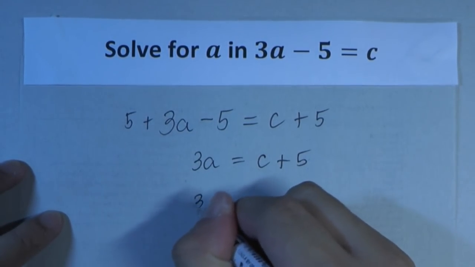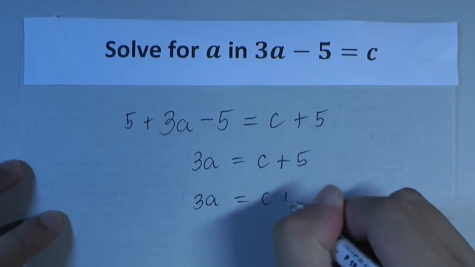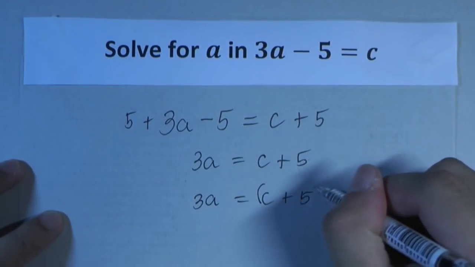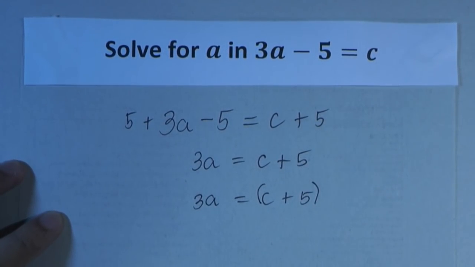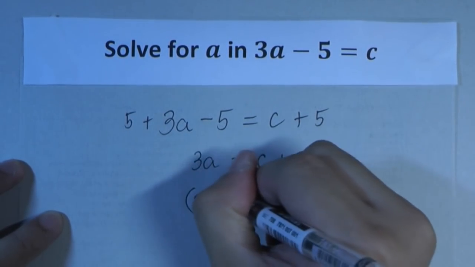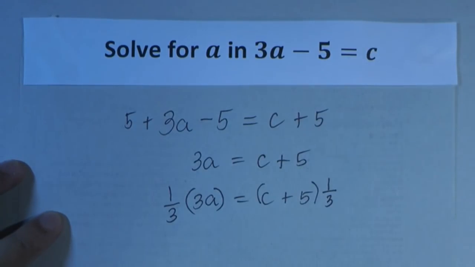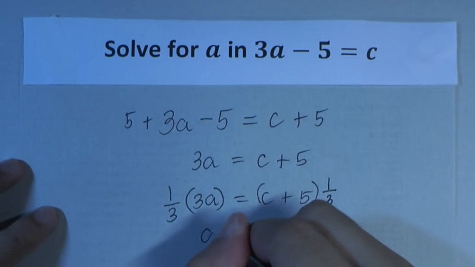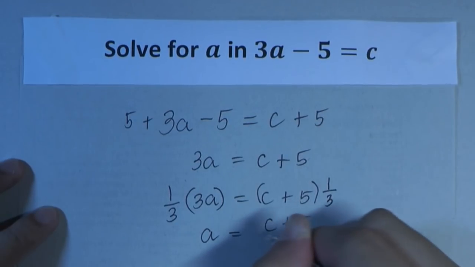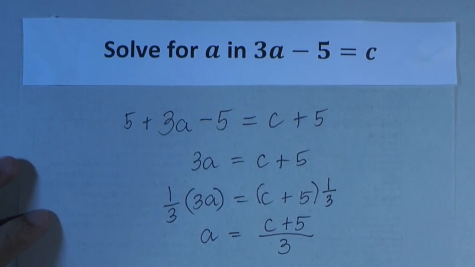I will rewrite this equation first. 3A equals C plus 5. When I multiply both sides by 1/3, I need to remember that I have to enclose this expression in a grouping symbol so I do not forget to apply DPMA later. Then multiply by 1/3, 1/3 right here. Multiplying both sides by 1/3 results in A on the left side and C plus 5 over 3 on the right.